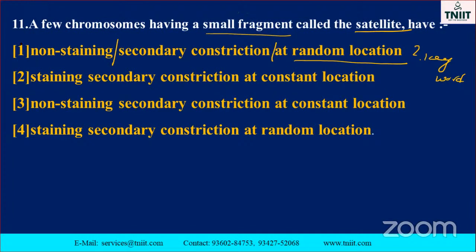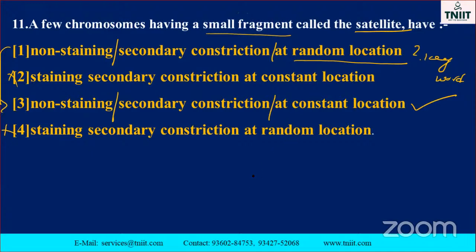Keyword. Okay. Here the non-staining and secondary constriction, where is it? So these two only are the option. Others are wrong. So the answer is these two only. Non-staining secondary constriction is also there at a constant location. It will not change location. Only at the constant location will it be present. So which option is correct? This one is correct.